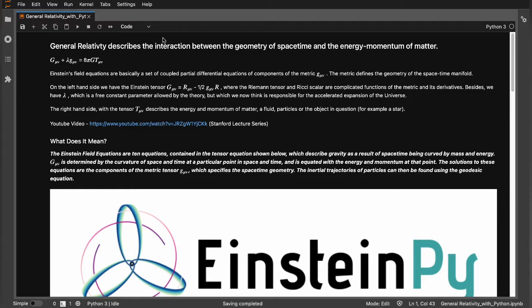Basically, general relativity describes the interaction between the geometry of space-time and the energy momentum of matter. So this is the equation we are going to work on. The Einstein equations are a set of coupled partial differential equations of the components of the metric g mu nu, and the metric defines the geometry of space-time of the manifold.